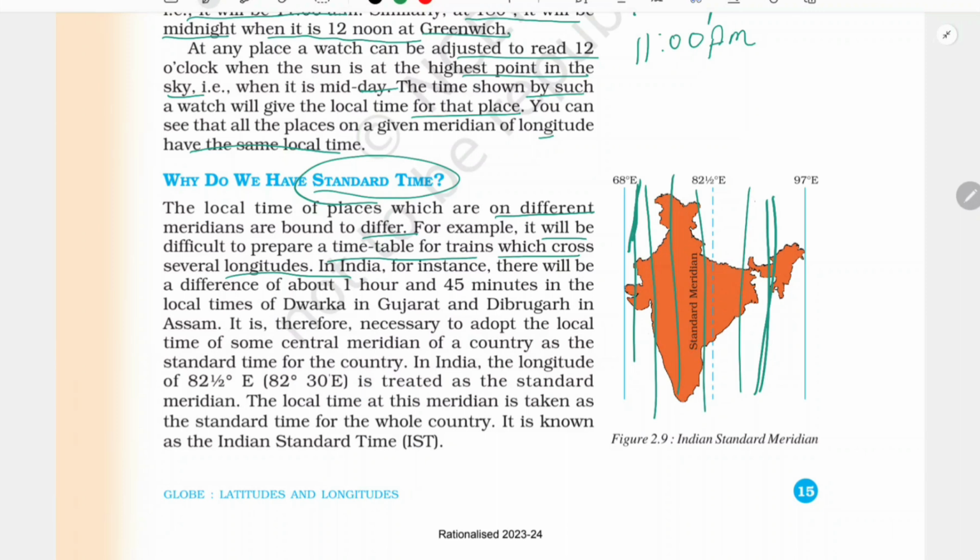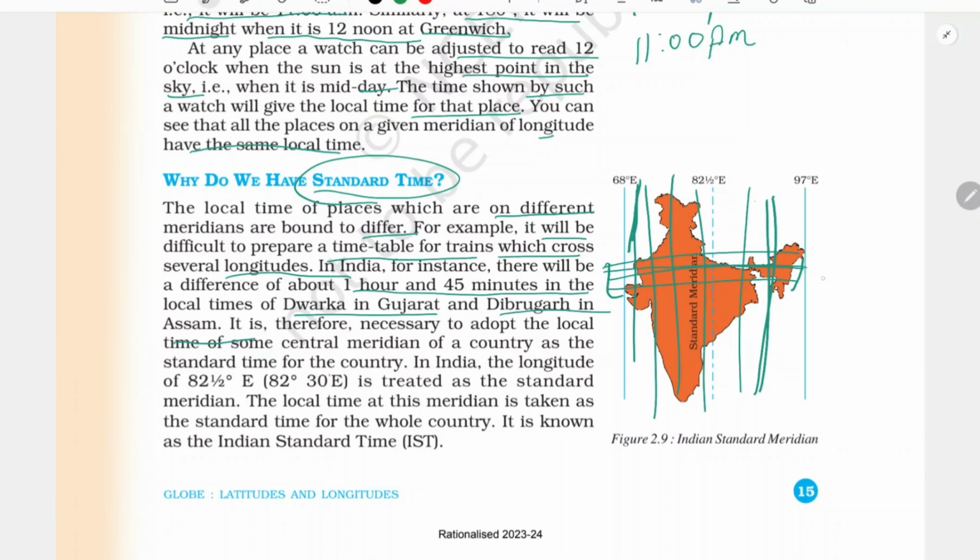Then there will be confusion, isn't it? That is why, in order to remove such confusion, a standard time has been created. For example, in India, there will be a difference of about 1 hour and 45 minutes in the local times of Dwarka in Gujarat and Dibrugarh in Assam. From here to here, the distance is large, so the time zone will be different. According to longitudes, we should adopt different time zones.